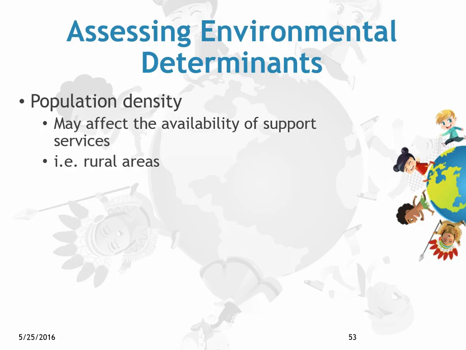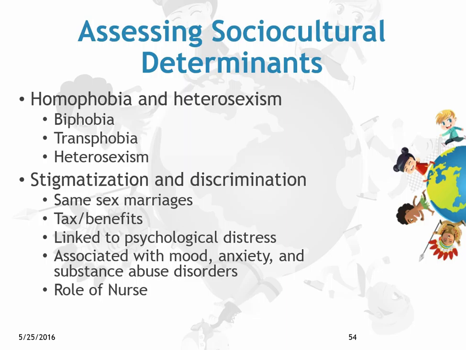When assessing environmental determinants, look at the population density. This may affect the availability of support services. How would someone growing up with a sexual identity problem be treated in a rural area versus an urban area? Homophobia and heterosexism.